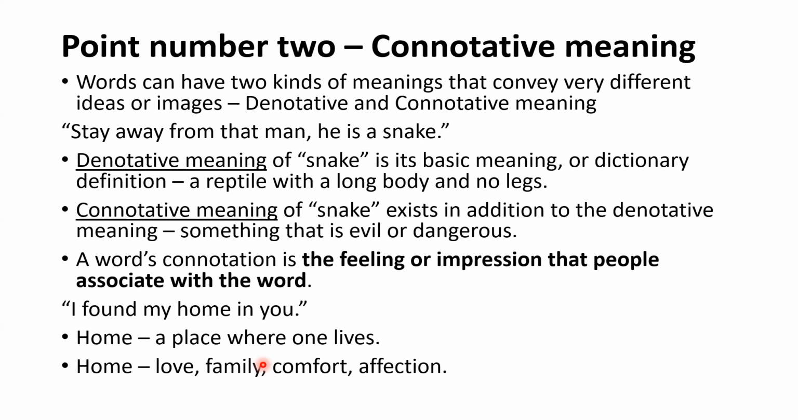Now look at this sentence here. Stay away from that man. He's a snake. So what does this sentence mean? Is the man a snake? How can a man be a snake? He's a man, he's a person. How can he be a snake or a reptile? So this word snake here doesn't just have one meaning. It has a connotative meaning.